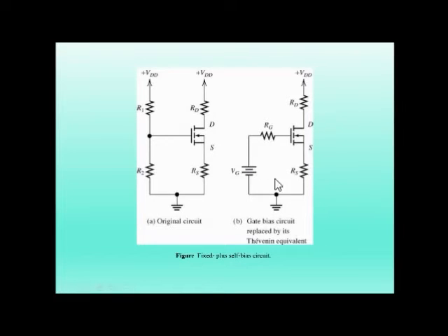So this is a gate bias circuit which is replaced by the Thevenin equivalent. This R1 and R2 is replaced by the Thevenin equivalent RG, and this RG is a parallel combination of R1 and R2, that is R1 into R2 by R1 plus R2, that is equals to RG, and similarly VG is the VTH.